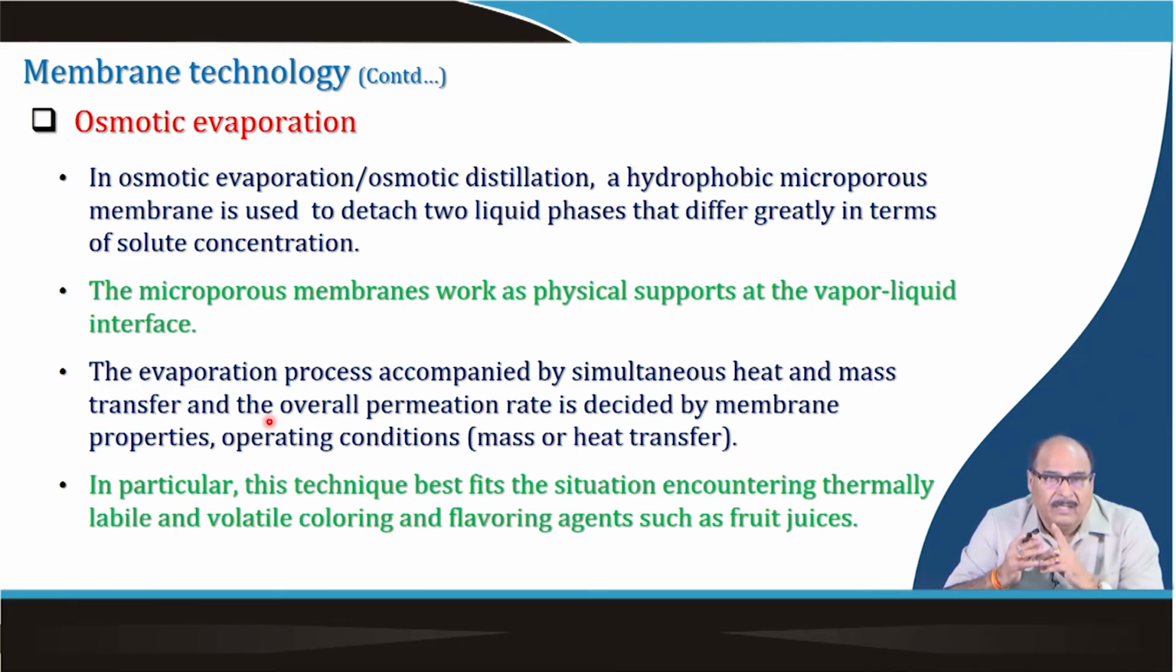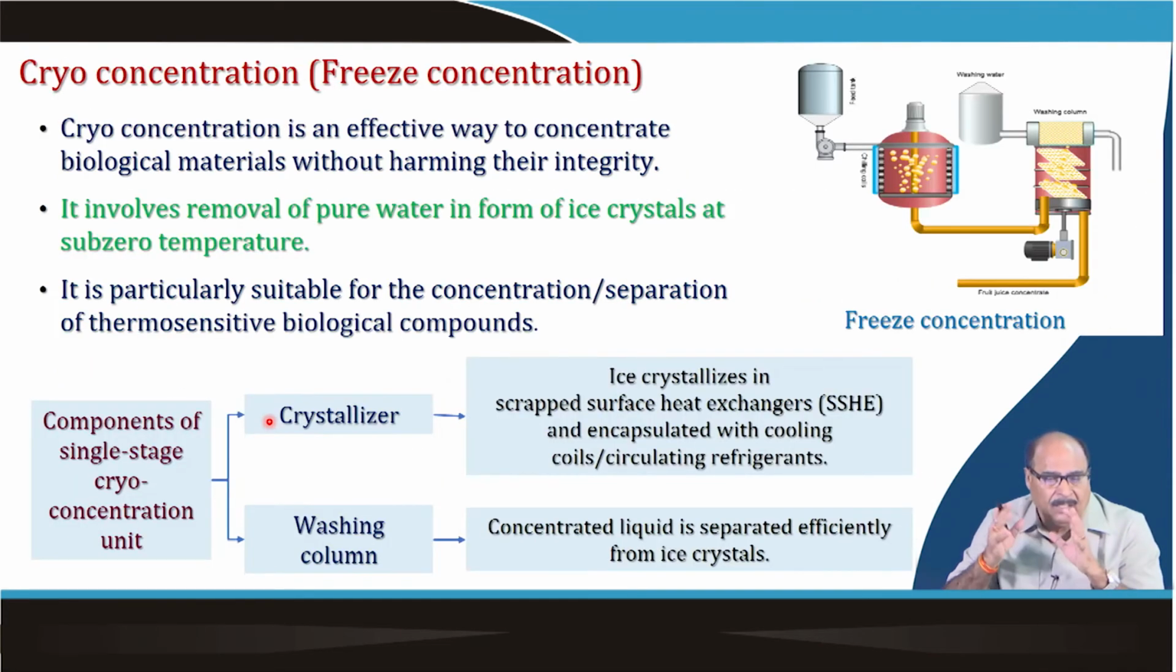So, in particular, this technique best fits the situation of encountering thermally labile and volatile coloring and flavoring agents such as fruit juices, etc. So, for the concentration of such material, osmotic evaporation becomes a better process. Then next comes cryo-concentration or freeze concentration.